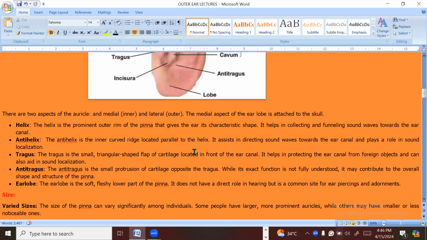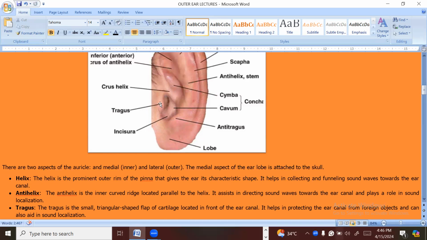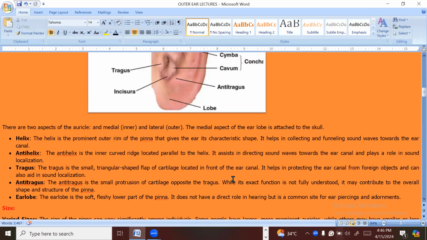Now we have the tragus. The tragus is the small triangular shaped flap of cartilage located in front of the ear canal. This is the ear canal, and this is the tragus. It helps in protecting the ear canal from foreign objects and can also aid in sound localization. We've said about the antitragus. The antitragus is a small protrusion of cartilage opposite the what? The tragus. The exact function is not fully understood.